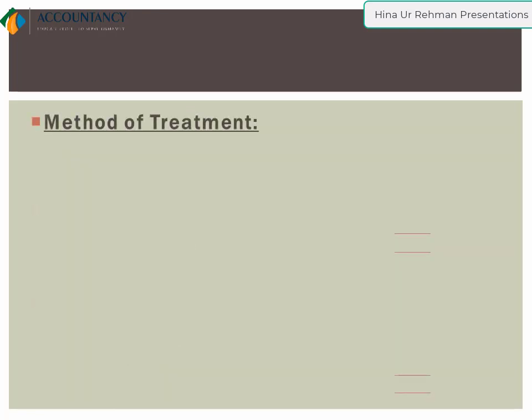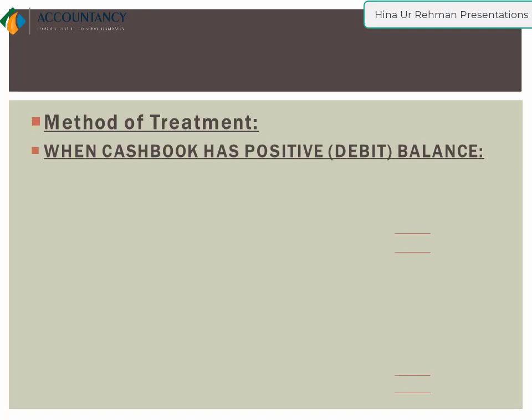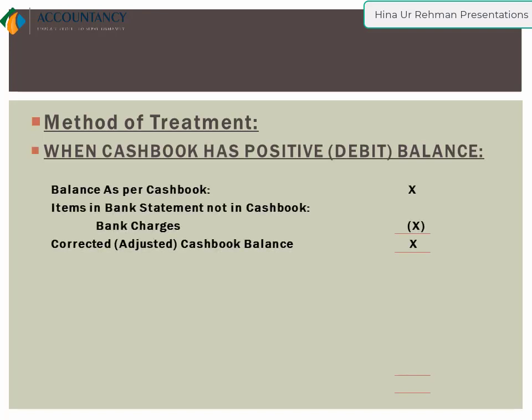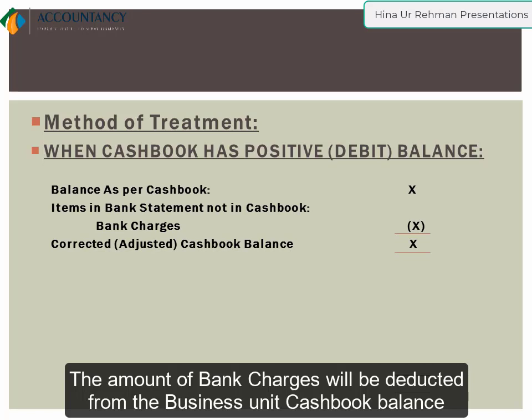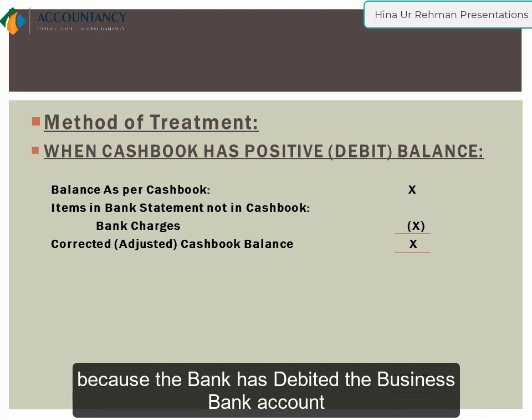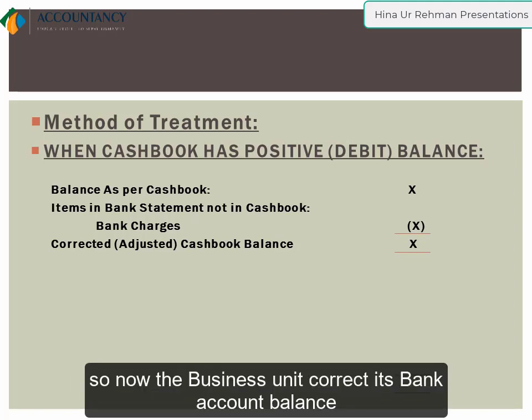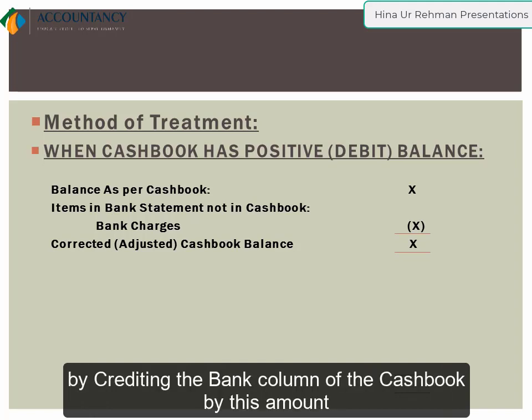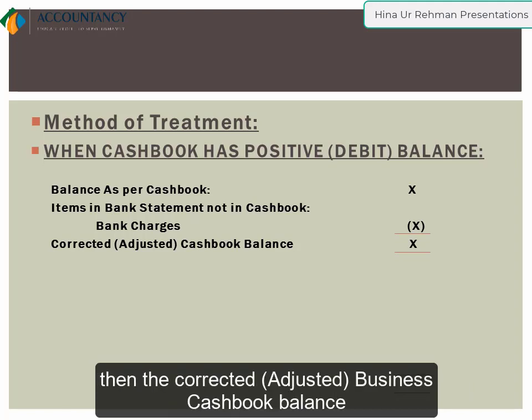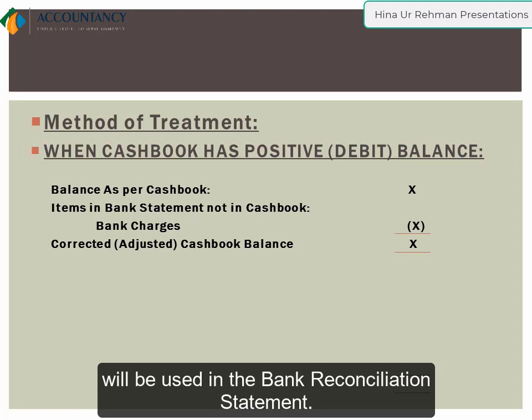Method of treatment. When the cash book has a positive debit balance, the amount of bank charges will be deducted from the business unit's cash book balance, because the bank has debited the business bank account with this amount in the bank statement. So now the business unit corrects its bank account balance by crediting the bank column of the cash book by this amount. Then the corrected or adjusted business cash book balance will be used in the bank reconciliation statement.